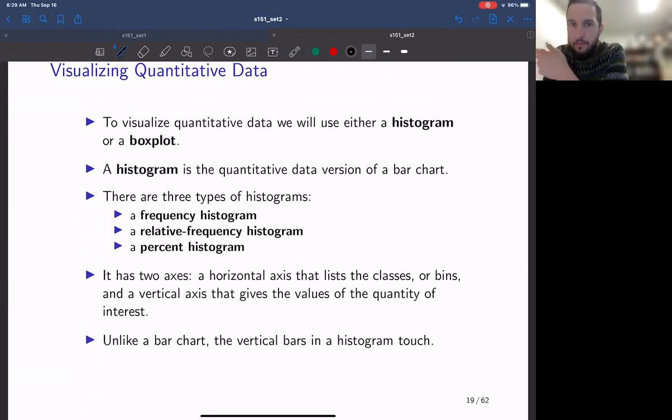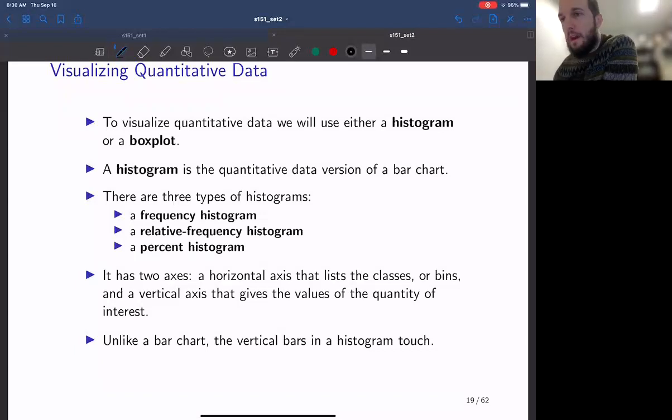And like a bar chart, a histogram can have different quantities on its y-axis. It can be a frequency histogram, it could be a relative frequency histogram, or it could be a percent histogram. Visually, all of these things are going to be the same, assuming they use the same bins. The only difference is how we are writing the value on the axis. So we can write it as counts, we can write it as decimal places, or we can write it as percents, where the percent is actually just the relative frequency multiplied by 100. So really they're very similar.